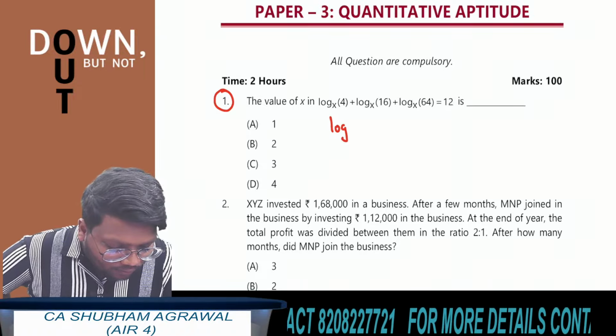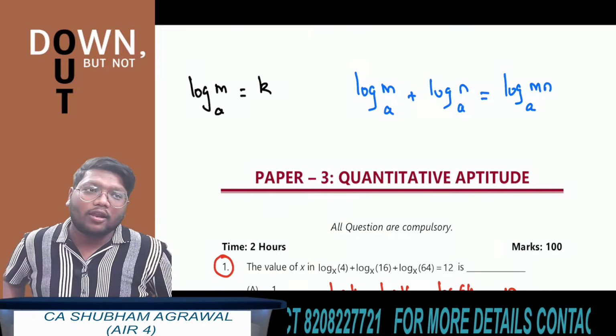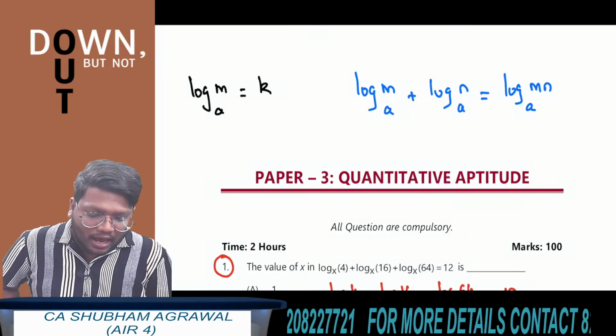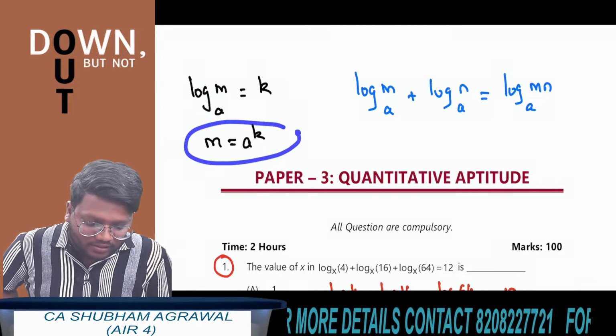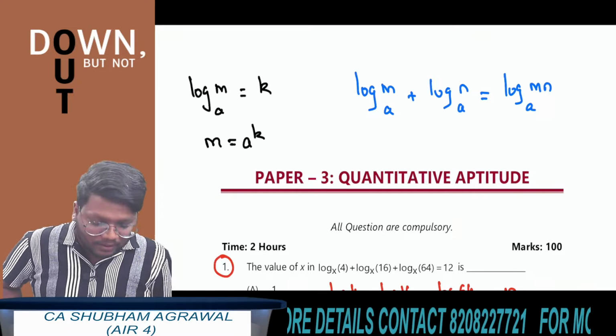How to convert a logarithm into indices form? If I write log m to the base a is equal to k, how do we convert it into indices form? You can write it as m is equal to a to the power k. So log m to the base a is equal to k can be written as m is equal to a to the power k.